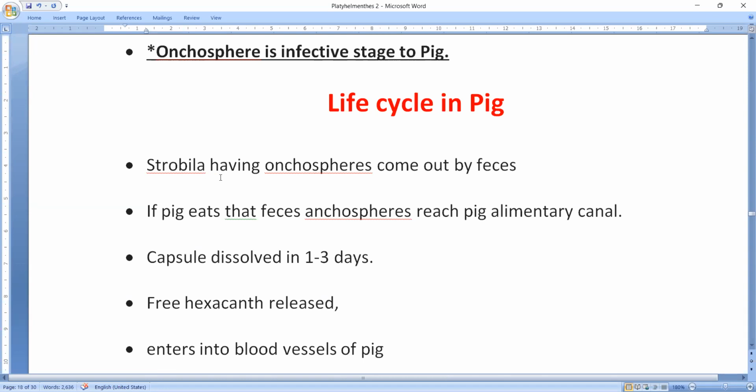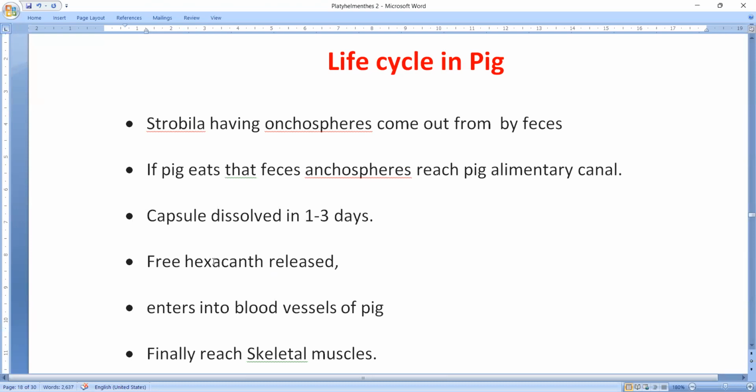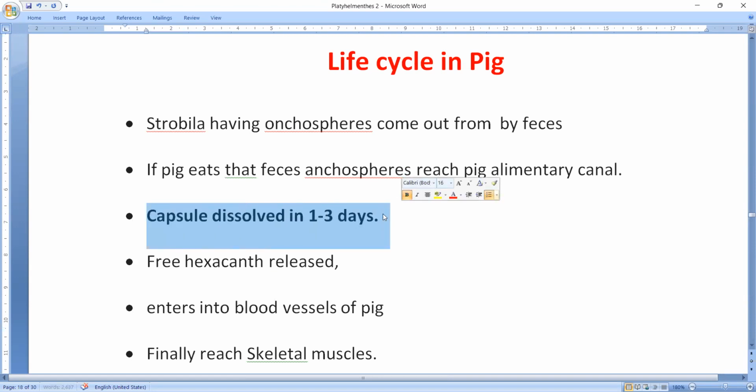The strobila having oncospheres comes out from the man by feces. If a pig consumes that feces, the oncosphere reaches the pig's alimentary canal. The capsule is dissolved due to the action of the digestive juices of the pig.